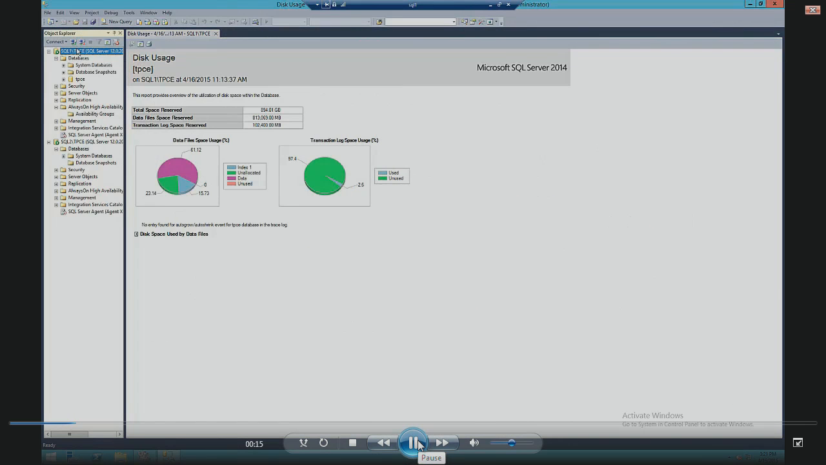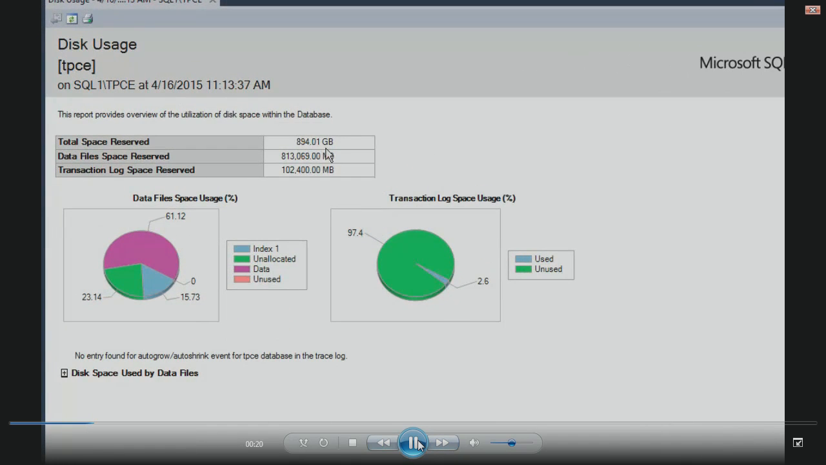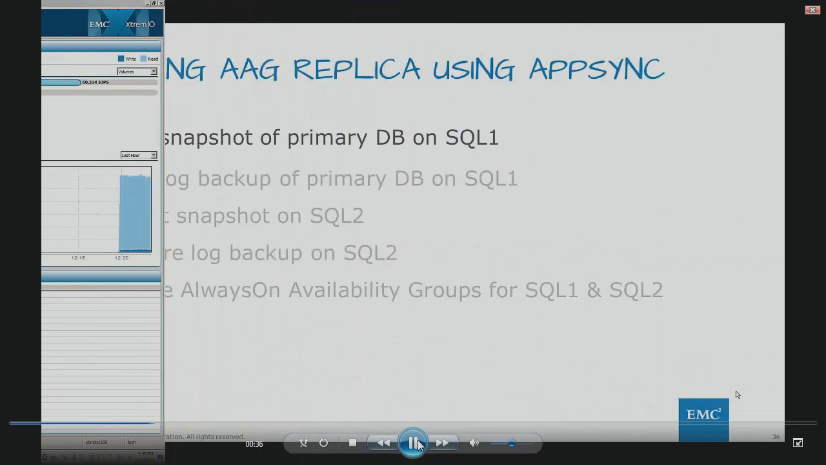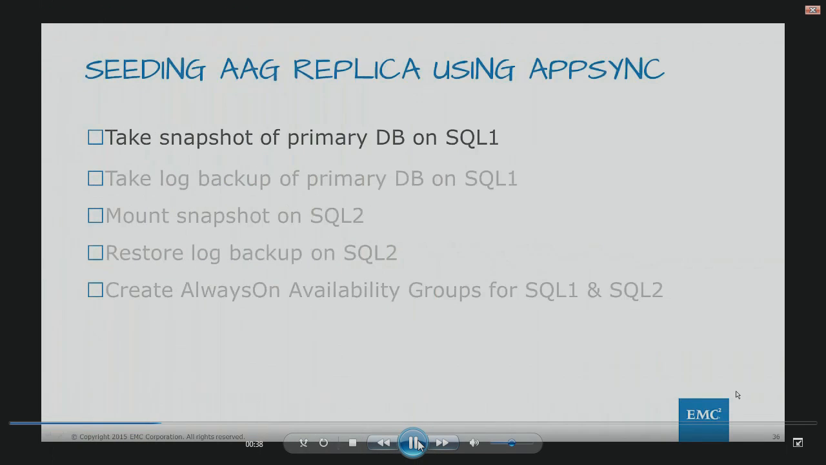My production SQL 1 database is about 900 gigabytes. I have 40 terabytes of space provisioned currently on the storage. The physical capacity actually used is much less, 1.224 terabytes, and my current storage efficiency is 32:1.